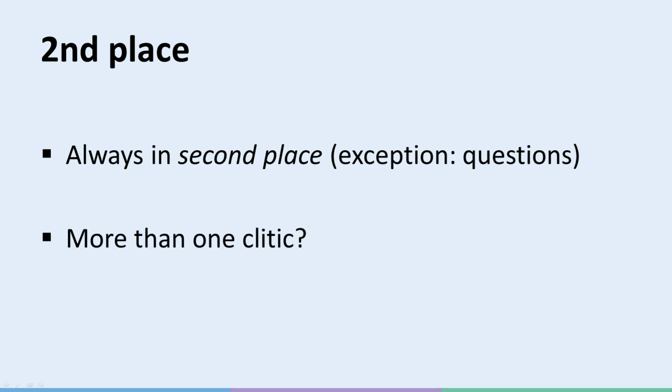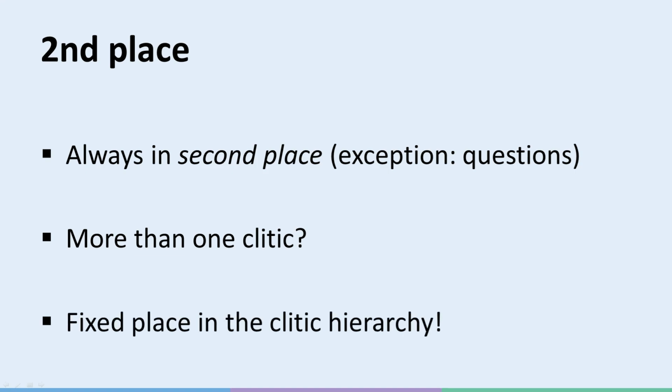What about if there's more than one clitic in a sentence? After all, we've said they come in bunches, often after commas. Well then, they have a fixed place in the clitic hierarchy. And that's pretty much the main point we'll address in today's lesson. The hierarchy, or the fixed word order of these short grammar words. First, let's talk a bit more about what we mean by second place.